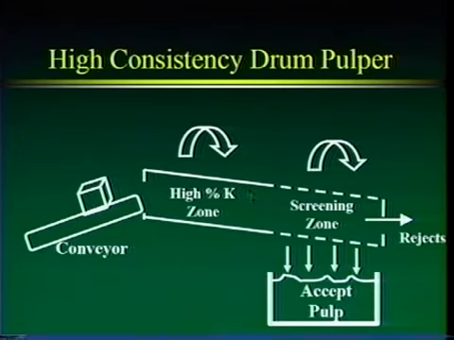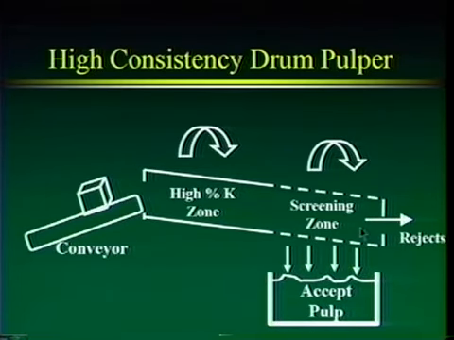We've got a high consistency zone and a low consistency screening zone. So the paper comes in, the paper is lifted and dropped, lifted and dropped, lifted and dropped. That is the pulping process, and that's at high consistency. Then we come to a screening zone. In the screening zone, we're going to add water to get down to a lower consistency. And this cylindrical part of the drum is going to have openings in which the pulp material can go through. So the pulp material will go through these openings, and that will be our accept pulp.